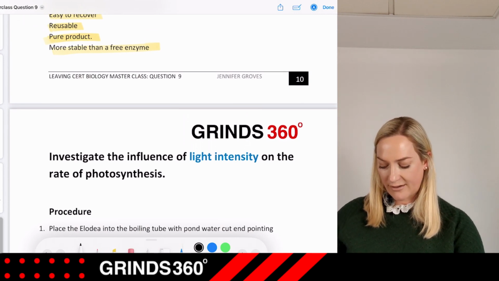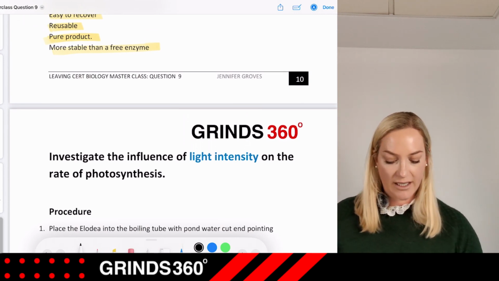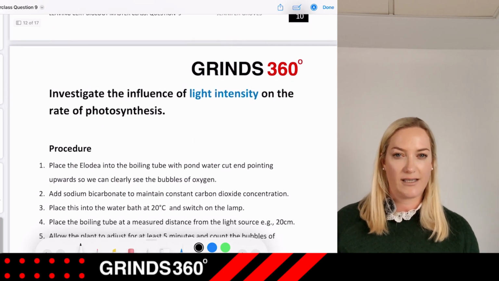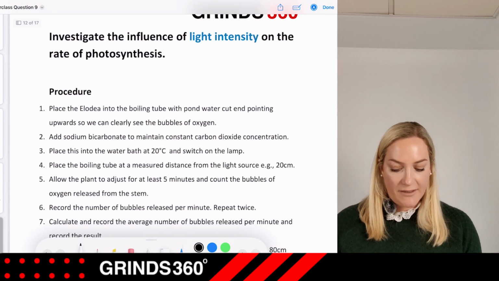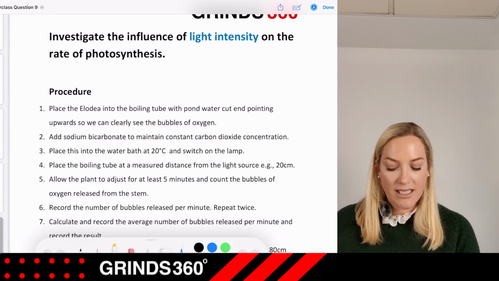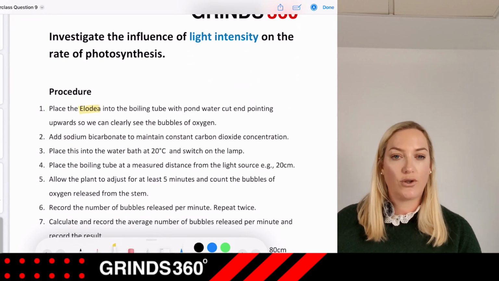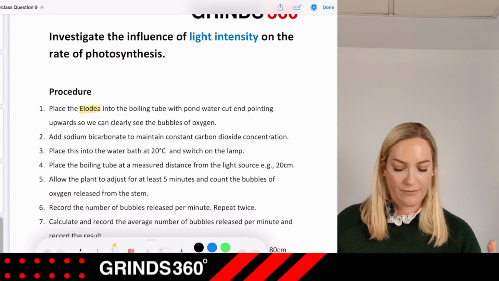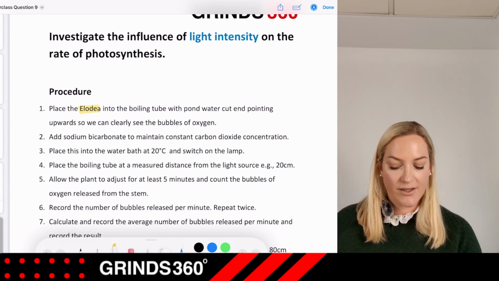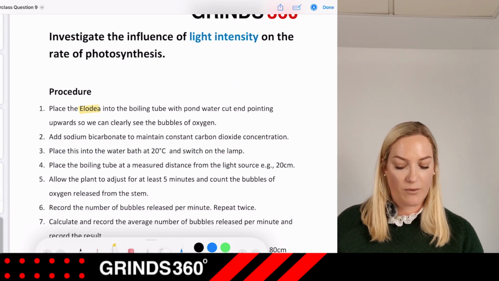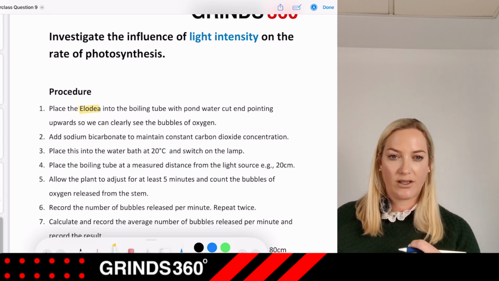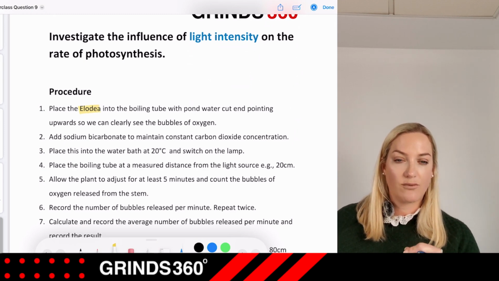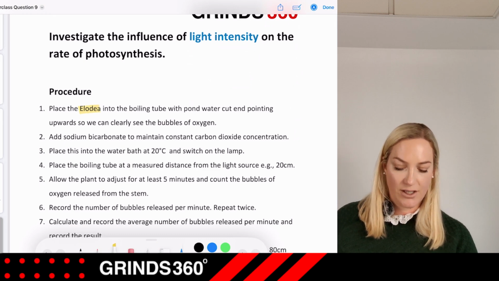Right, now, I just have the notes here. We are on to light intensity, the effect of light intensity on the rate of photosynthesis. So what you need for this is a plant, and the plant we use is Elodea, but you could say Canadian pondweed. So you're going to place your Elodea into a boiling tube with pond water. So whatever water your teacher would have got the pondweed from, that water will go inside the test tube.